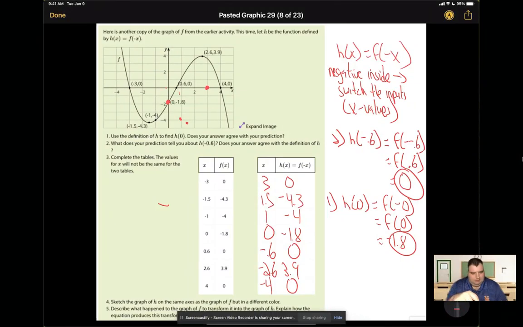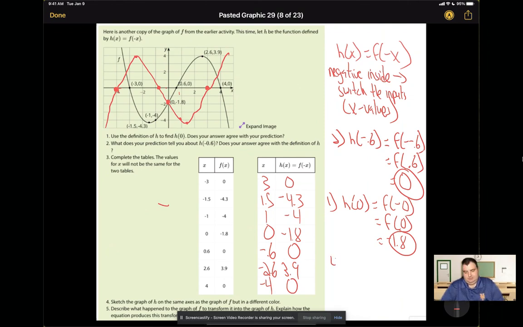Okay. At negative 0.6, we're at 0, so that will be right here. At negative 2.6, we're at 3.9, so that's going to be up here almost at 4. And at negative 4, we're at 0. So at negative 4, we're at 0. So the graph is going to look something like this. Again, pardon my bad artistic abilities. Okay. Describe what happened to the graph of f to transform it into the graph of h.